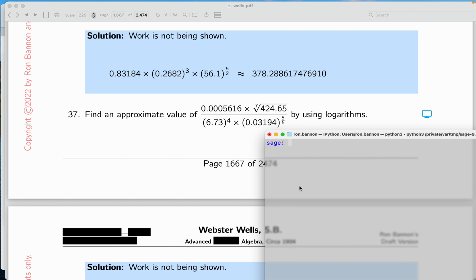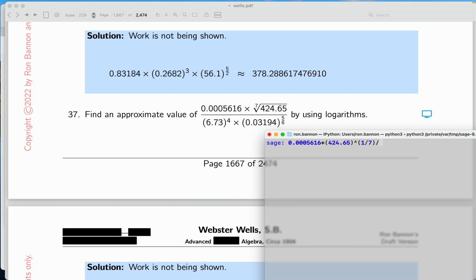We'll just do it using a computer option. It's called Sage. So 1, 2, 3, 5, 6, 1, 6. And then we're going to multiply it by the seventh root of that number, 424.65. And we're raising that to a power, and that's the 1/7th power. This is the principal root, by the way.